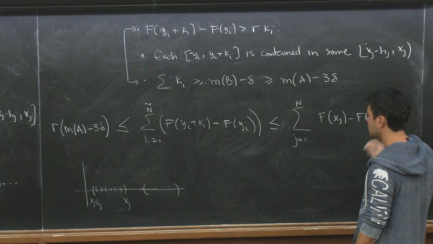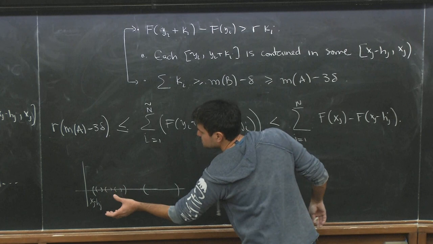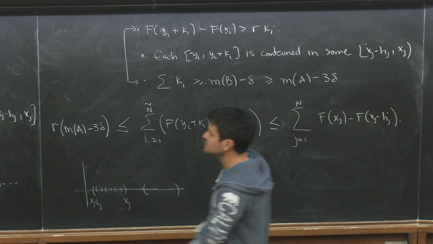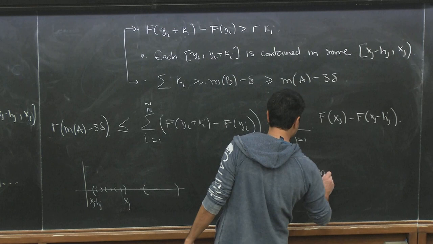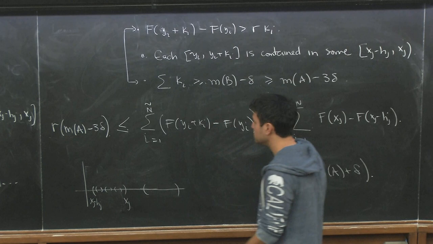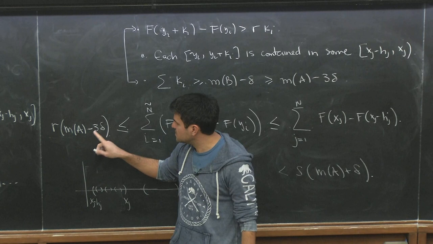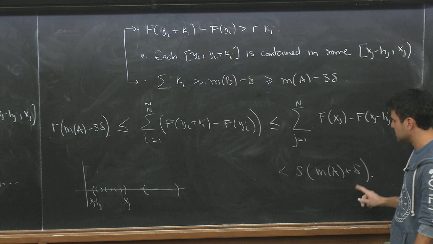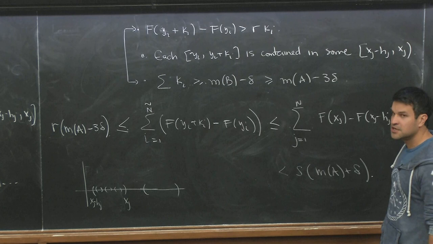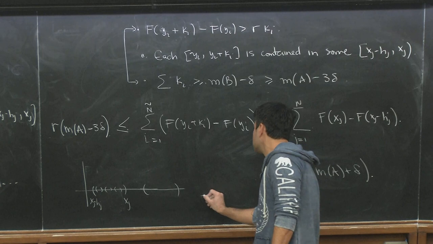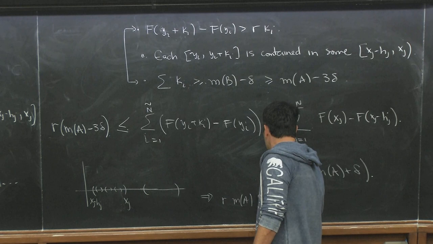So you may have two of these falling in the first interval, 10 falling in the second, and so on. And this, by construction, was less than this number, S, times the measure of A plus delta. So here's your contradiction, right? You found that R times the measure of A minus 3 delta was less than S times the measure of A plus delta, okay? If the measure of A were bigger than 0, since this inequality holds for any delta, this would imply that at the limit, when you send delta to 0, R times the measure of A would have to be less than S times the measure of A.